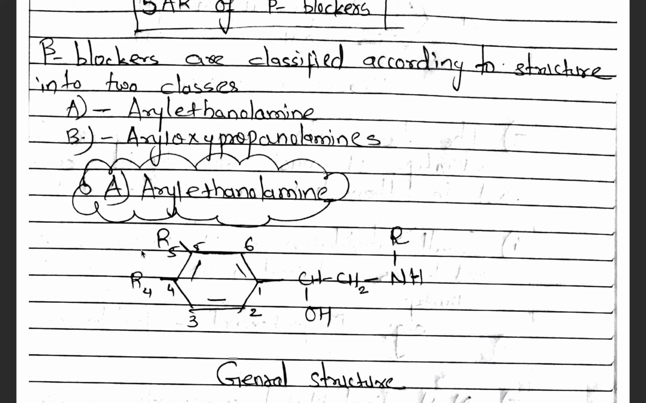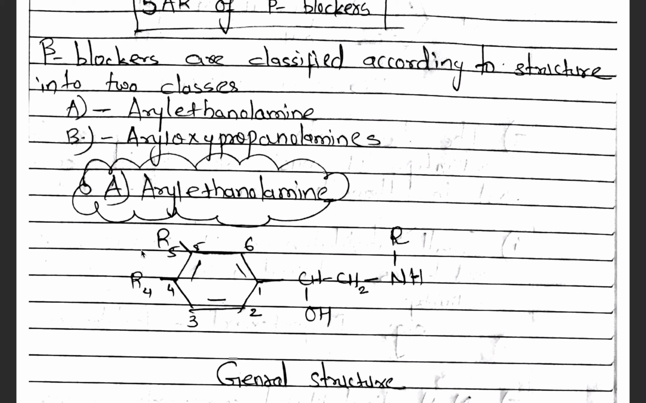change in the activity. So start with the general structure of aryl ethanolamine. You can see the general structure. In that there is one phenyl ring, a two-carbon ethyl chain, and then the amine group. That amine is further substituted with one chain or a cyclic group, that is your R. If you look at the phenyl ring, there are 6 carbons.